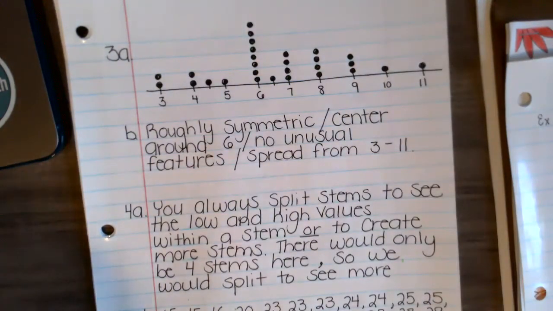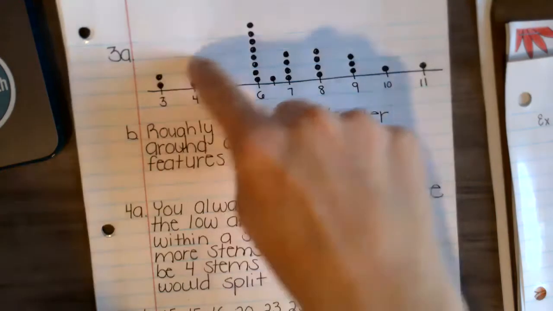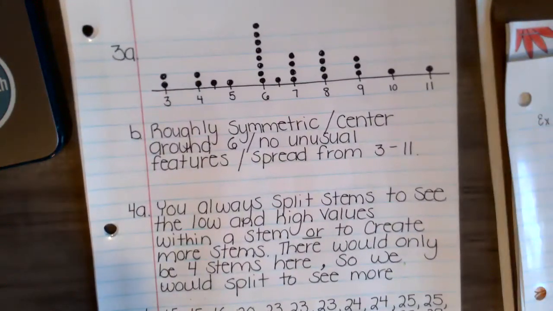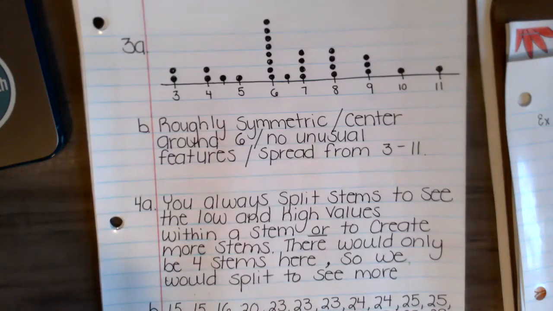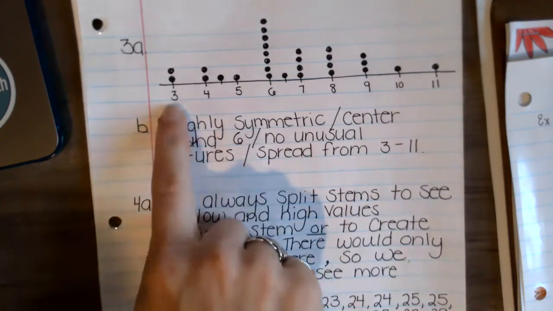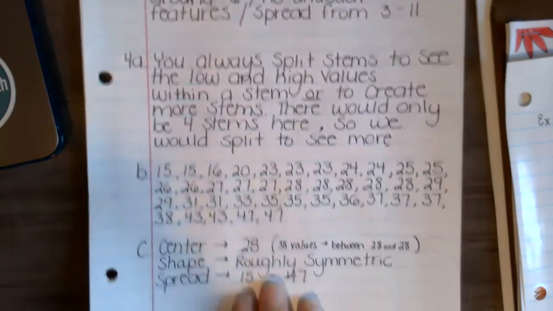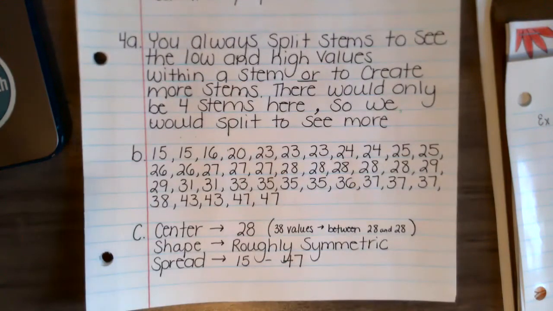You could have put bell shape or however you wanted to describe that, but symmetric is how we're going to say that. There are no unusual features. None stood out too much to me, and they spread from 3 to 11. Moving on to number 4, and this was our last one for this first homework assignment.